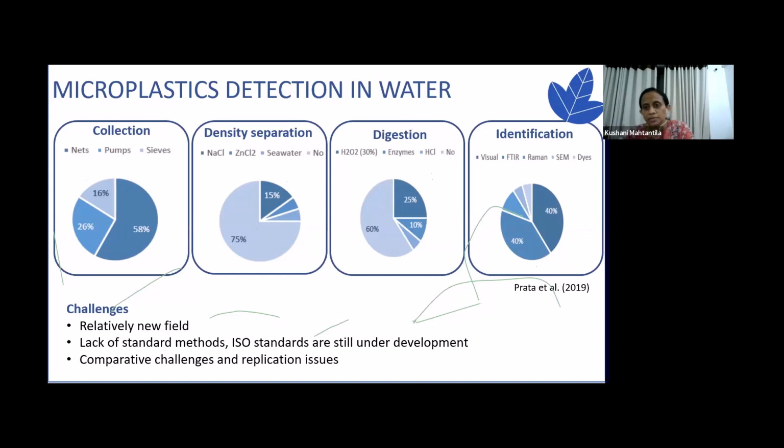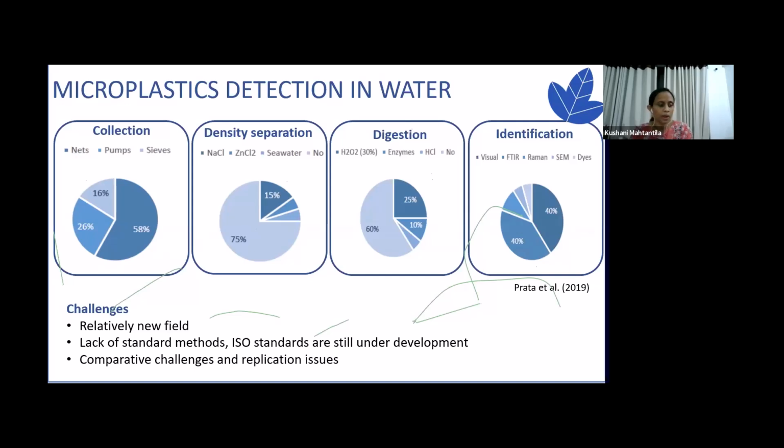Identification has been done by visual methods, FTIR, Raman, scanning electron microscopy, and dyeing methods. So 40% are visual methods and 40% of them are FTIR methods. However, this is a new field, and as the comparison, we know we don't have an exact standard method to analyze the microplastics. Still, the ISO standards are being developed.